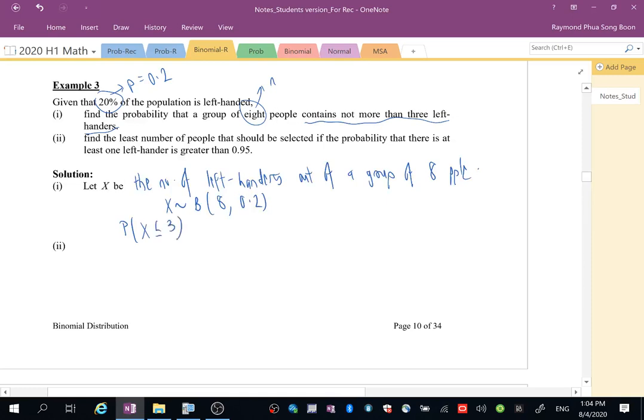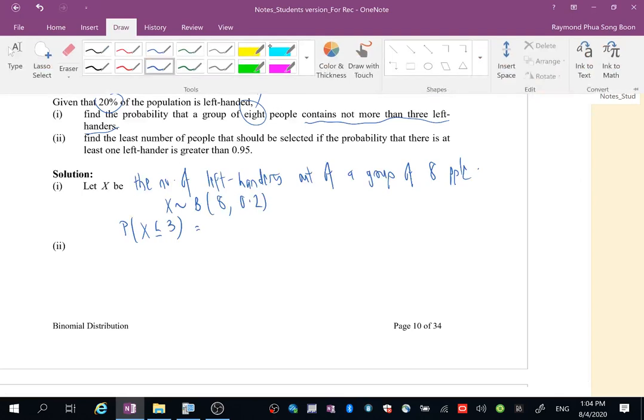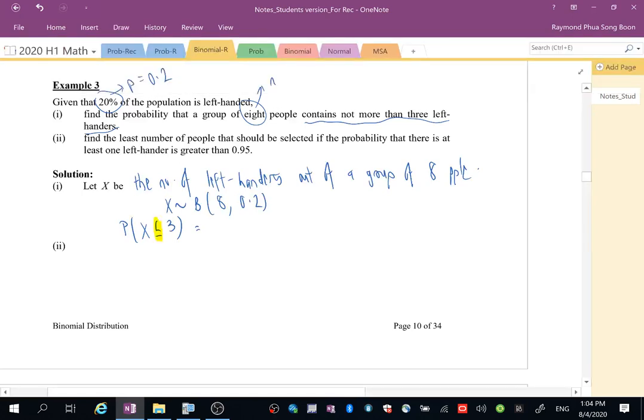The probability contains not more than 3 left-handers, so x less than or equal to 3. In this case, since the inequality sign is less than or equal to, we should be using binom CDF. No conversion of the inequality sign is needed since it's already in the form less than or equal to. Good.